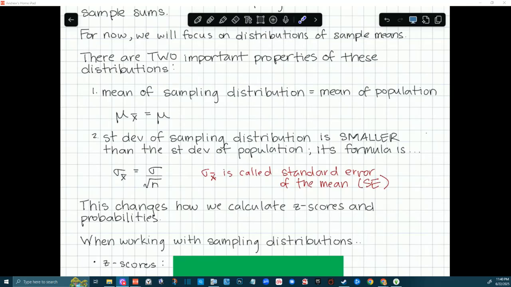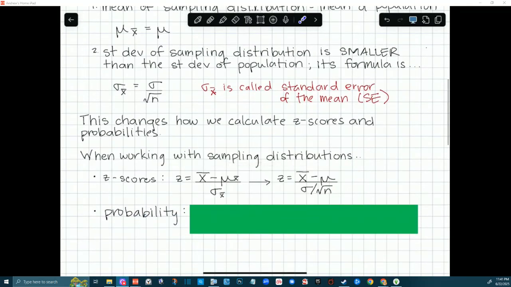That also changes how we calculate z-scores. So if you're asked to calculate a z-score and you're working with a sampling distribution, your z-score formula is going to look different. Instead of a raw data point, it's now a sample mean minus the sampling distribution mean, divided by the standard error, or the standard deviation of the sampling distribution. It's still data value minus population value over population standard deviation, but now those values are coming from a sampling distribution instead of a list of raw data.